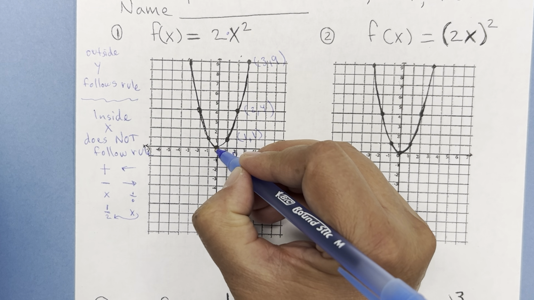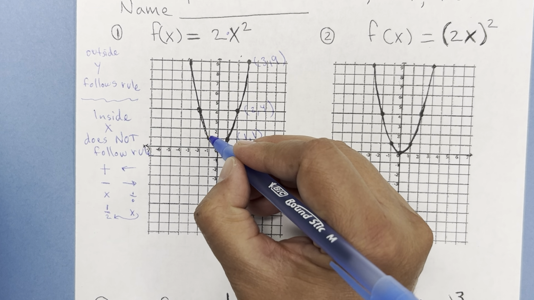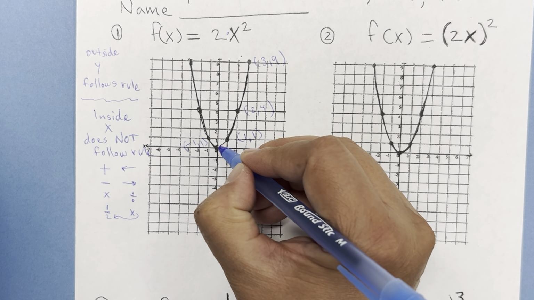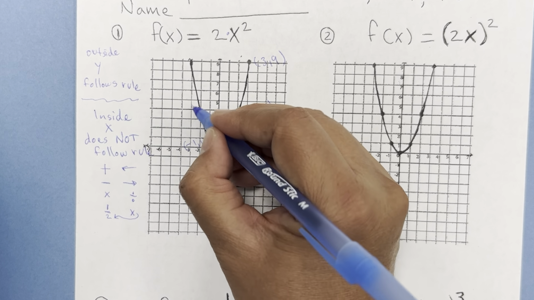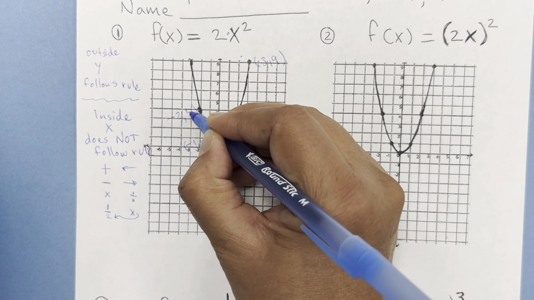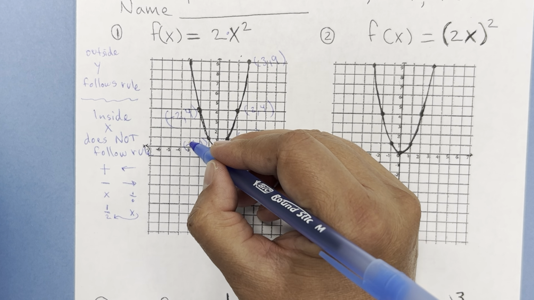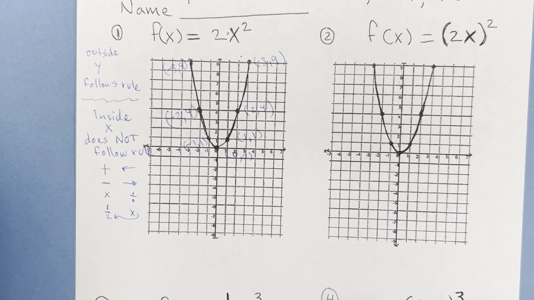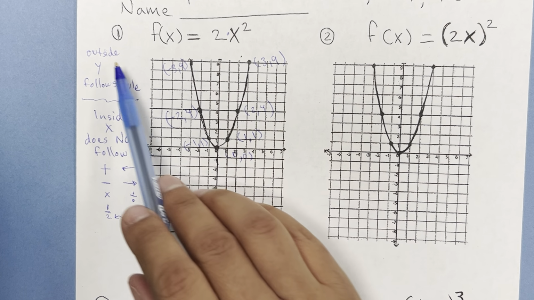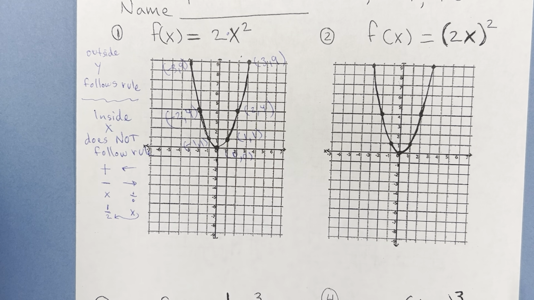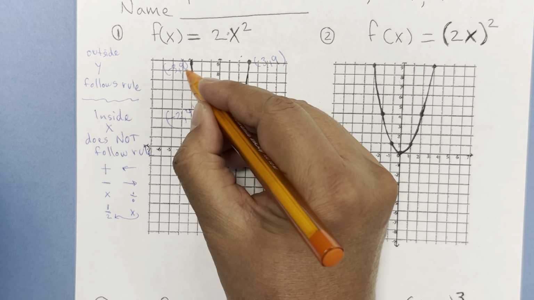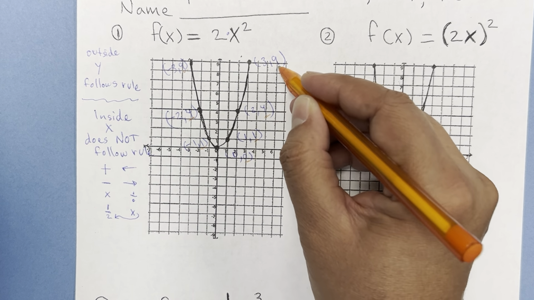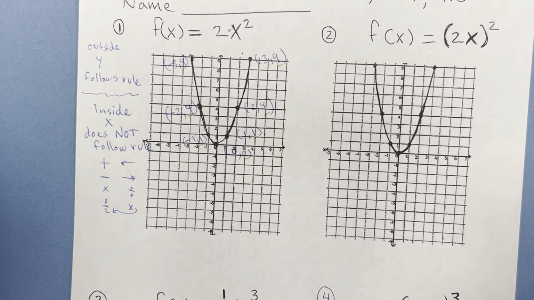On the other side, you have -1, 1. This one is -2, 4. And this one is -3, 9. Again, outside, it's related to y, so we're only going to focus on the y value of all our coordinates.